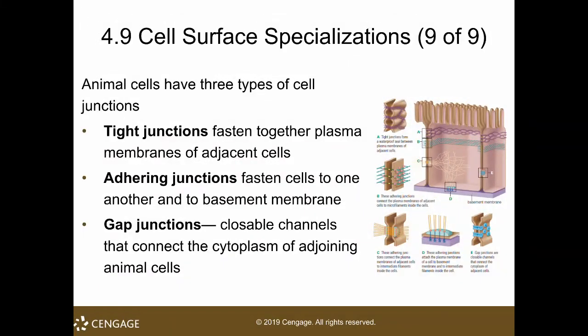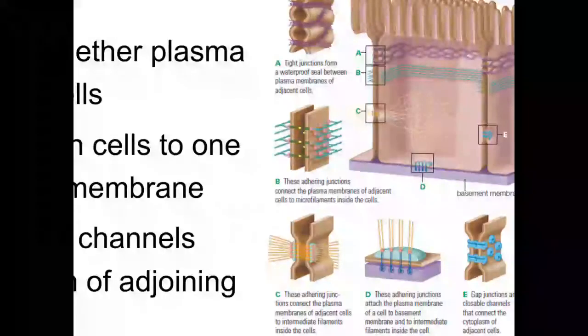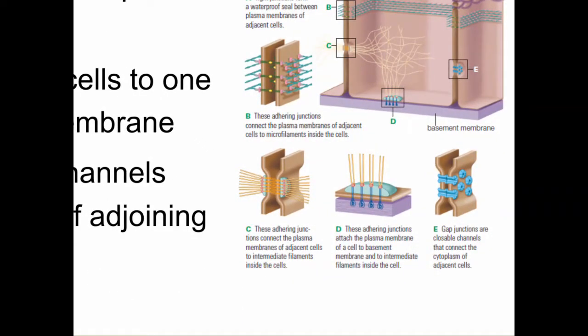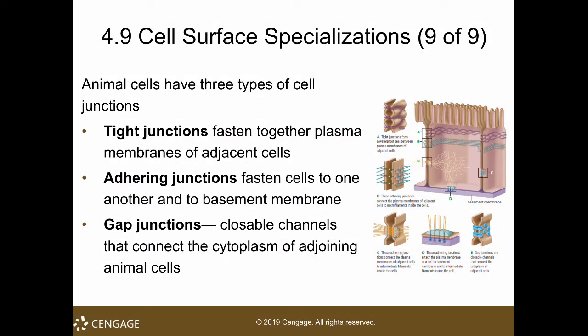And then lastly, we have the gap junctions. These are channels connecting two cells together. They are closable channels that connect the cytoplasm of adjoining cells. In that way, material from one cell can diffuse to another cell, so it allows communication between cells. This is the gap junction. If you look at it, it's quite similar to the protrusions in the nuclear envelope. These are channels that can be opened or closed depending on the need. So those are the junctions.